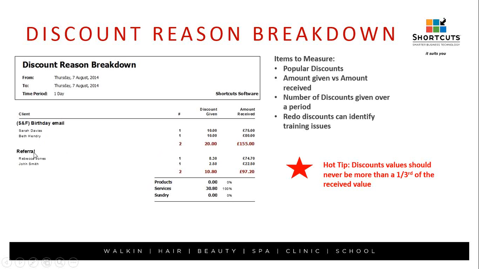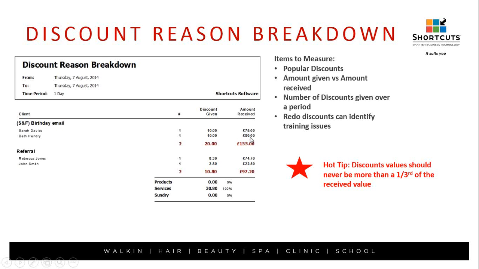One thing you should be checking, if you look at this over a year, is that one client hasn't had the same discount twice within that period, especially when it comes to birthdays. It shows you how many times they've received the discount and how many times we've given the discount overall, and it gives you a breakdown whether it was against products, services or sundry, which is our gift certificates. This was all discounts given against services. The amount we received is the amount that was actually taken, so that's how much the salon took in the till.